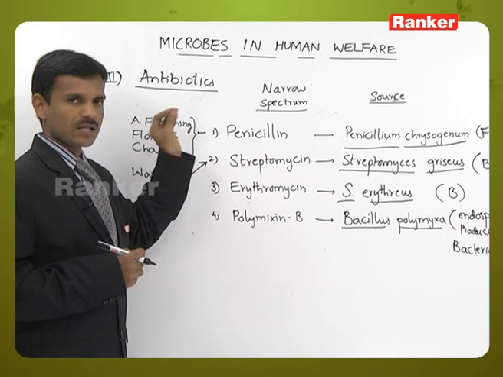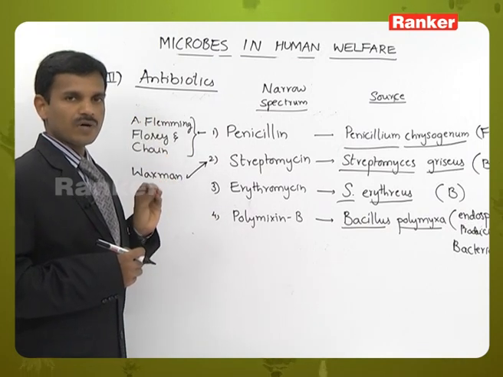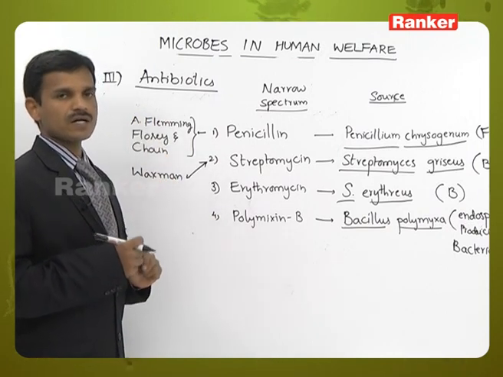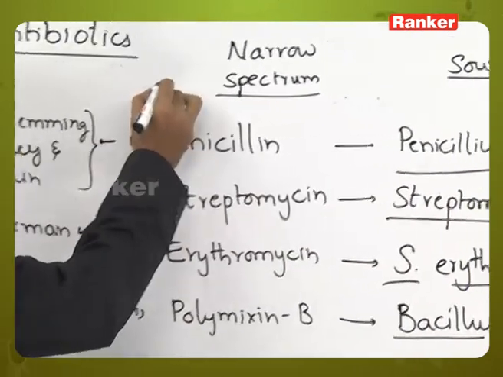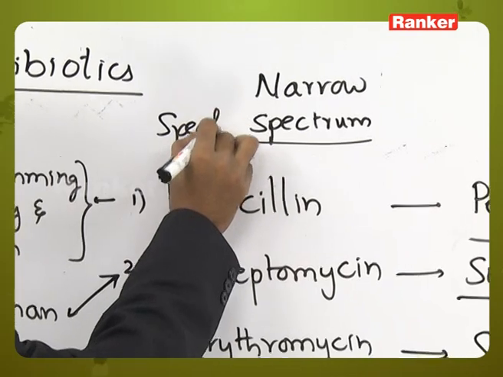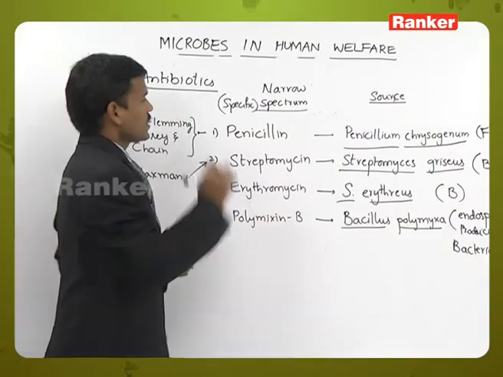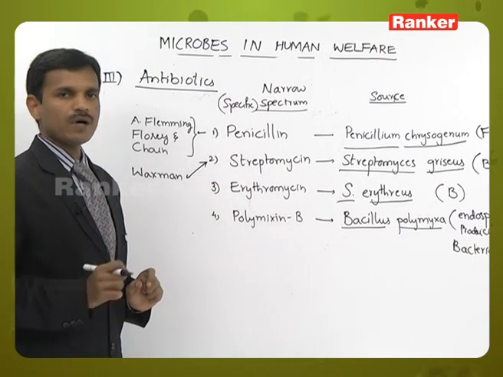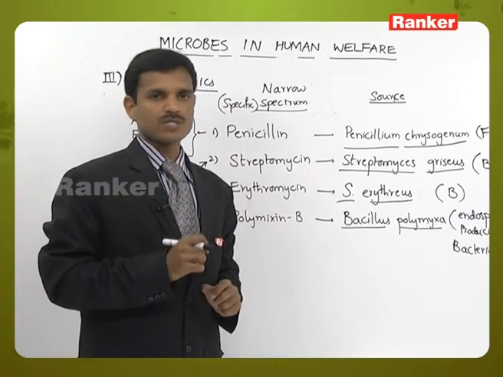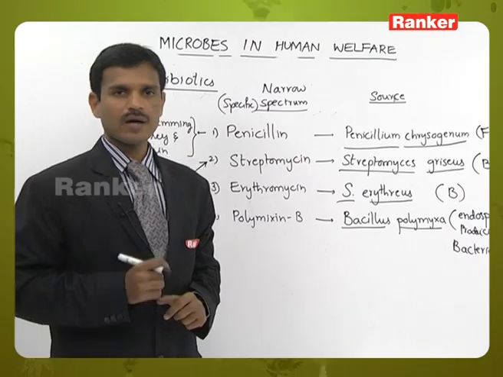They are of two types, broad spectrum and narrow spectrum. Broad spectrum antibiotics can kill different types of organisms which cause disease. Narrow spectrum antibiotics, also called specific antibiotics, can kill only one type or a few types of pathogens. So, that is about antibiotics.